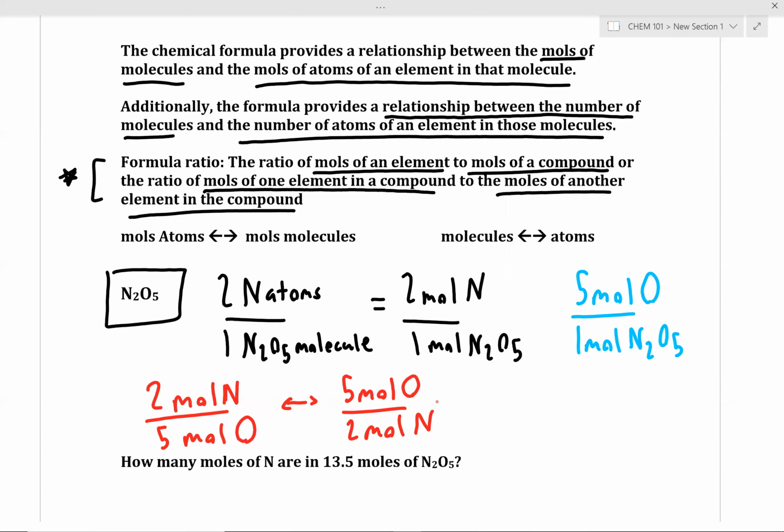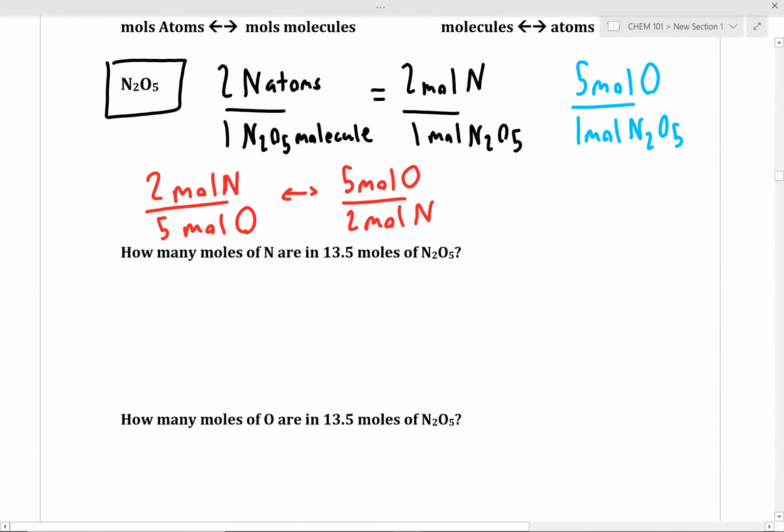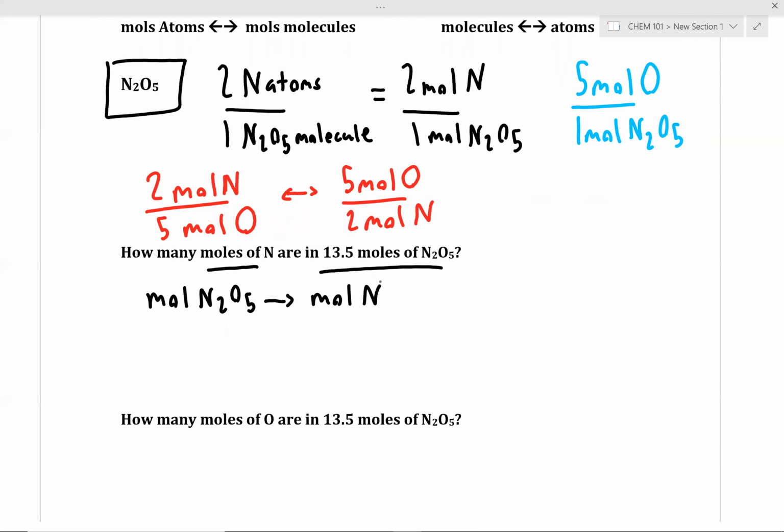Now, let's use this mole to mole ratio. Let's use our formula ratio in calculations. So how many moles of nitrogen are in 13.5 moles of N2O5? Okay, so I know I'm going from moles of N2O5 to moles of nitrogen. And for mole to mole conversions, when you're going from moles of a compound to moles of an element, you're going to use your formula ratio.